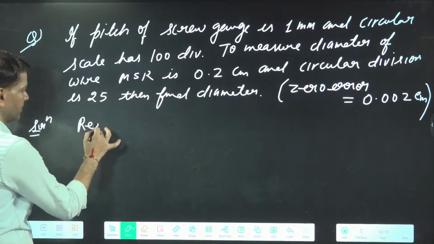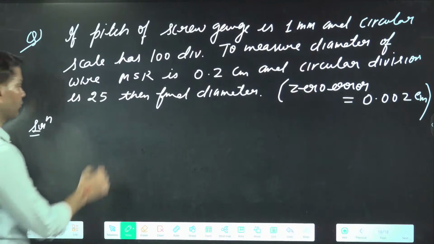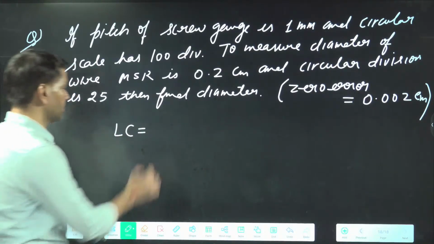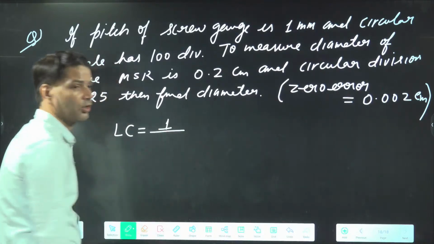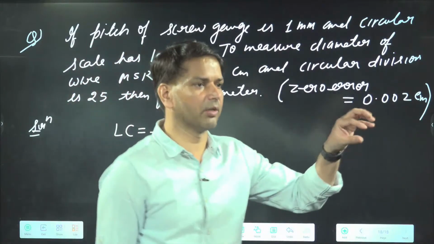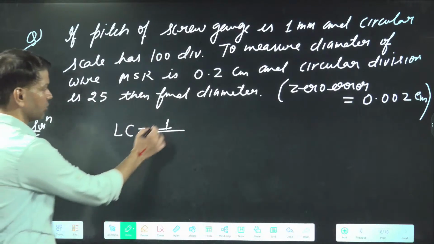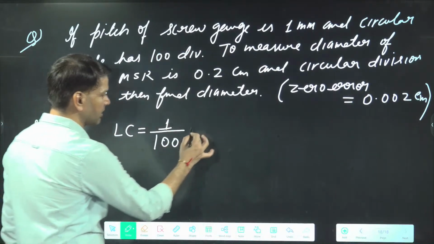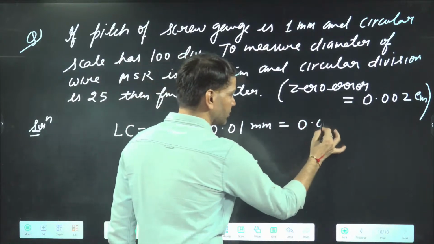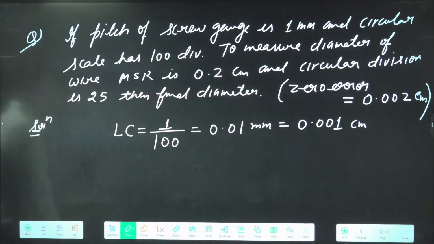for the reading, what we will say? First we will calculate the least count because directly they have not given the least count. So least count is equal to pitch, they have given 1 millimeter, upon the total number of divisions on the circular scale they have given. If pitch is directly given, it is okay. Otherwise, they will give the number of rotations and distance moved, from that we can calculate the pitch. So pitch upon total number of divisions 100, so means 0.01 millimeter. That we can write as 0.001 centimeter. Okay, so this is the least count we got.